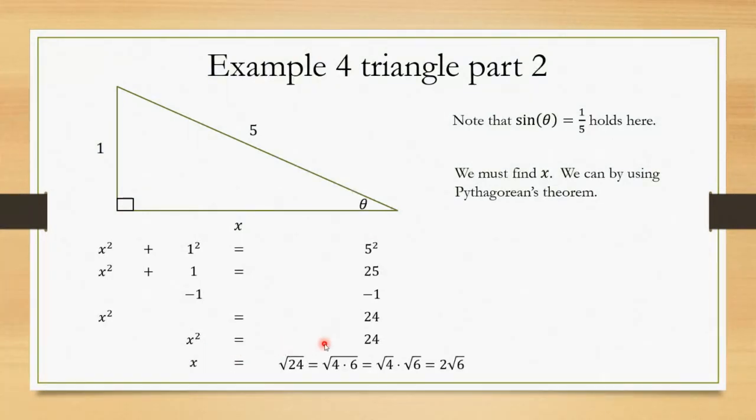Now, I simplified this because we know that 24 has 4 as a factor, and 4 is a perfect square. So the square root of 24 is not simplified, so I'm simplifying it. I'm taking the 4 out. We're left with 6. The square root of 4 times 6 is the square root of 4 times the square root of 6, which is 2 square root of 6. But you could have left it as the square root of 24 if you wanted to. You only have to simplify if I tell you to.